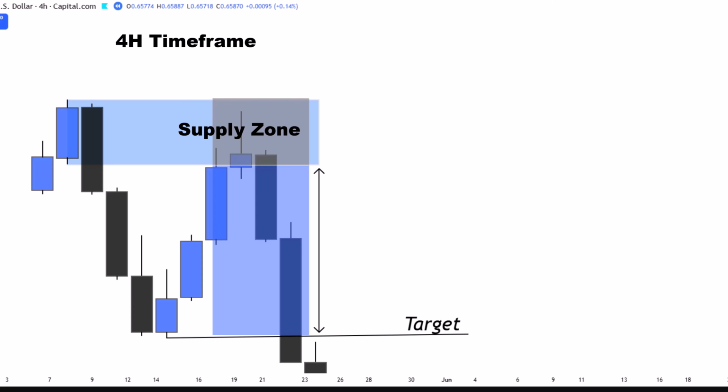Now, this is a 1.9 risk-reward trade. Now, what does that mean? That means you are risking 1% to make 1.9%. You are risking $1 to make $1.90. That is not bad. It is okay. You can still make money with that.